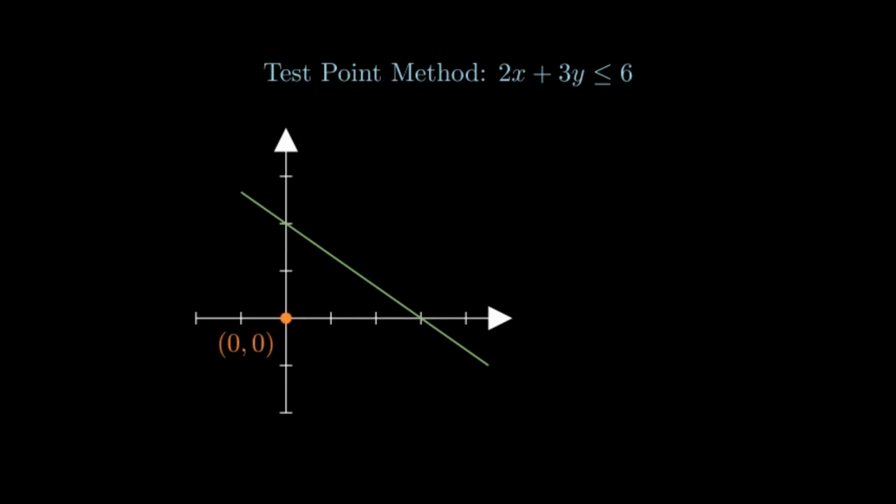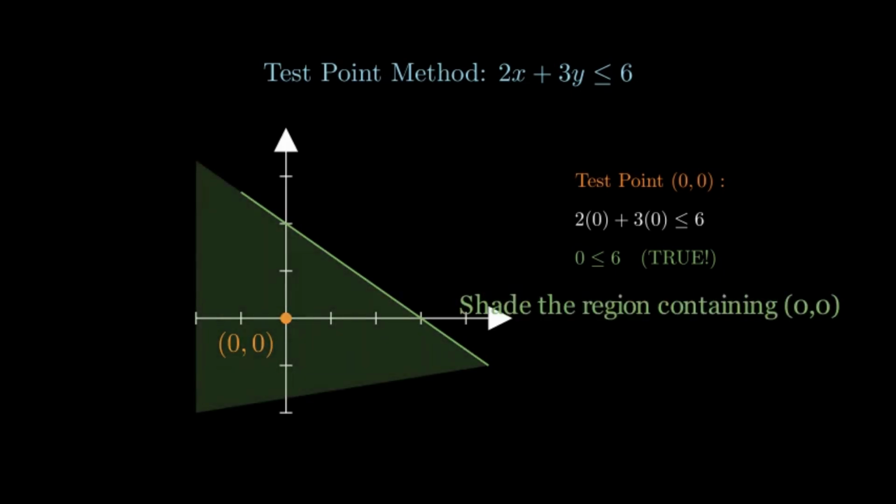Now choose a test point. A convenient point is the origin, (0, 0). Substitute x equals 0 and y equals 0 into the original inequality. We get 2 times 0 plus 3 times 0 is less than or equal to 6. That simplifies to 0 is less than or equal to 6. This statement is true. Therefore, the region containing the point (0, 0) is the solution region. So we shade that side of the boundary.